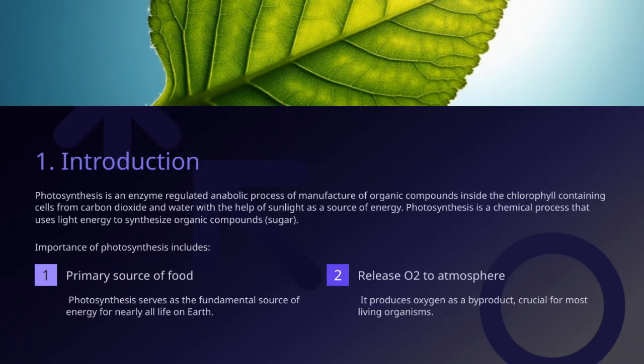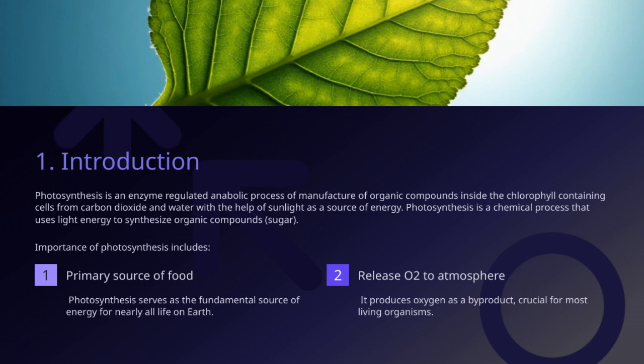Photosynthesis produces oxygen as a byproduct, which is crucial for most living organisms on Earth. When plants and other photosynthetic organisms carry out this process, they release O2 into the atmosphere, helping to sustain life. But beyond oxygen production, photosynthesis also serves as the fundamental source of energy for nearly all living things. It's essentially the foundation of the food chain.